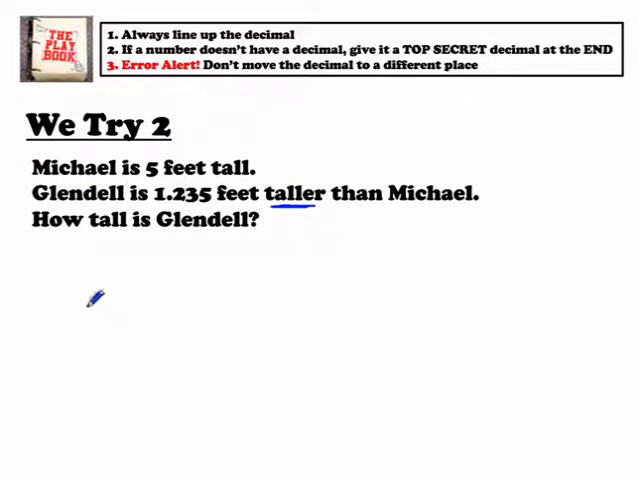One good habit to get into is set up the problem left to right before you stack any numbers. Here I have 5 wholes added onto 1 whole and 235 thousandths. I have to remember to put my top secret decimal at the end of 5, right after the ones place. If I do all these steps, I shouldn't have too much trouble adding the numbers up. Let's do that now.